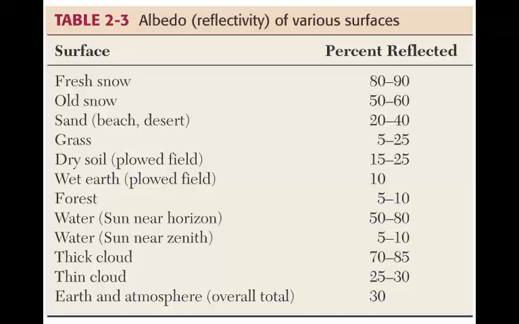You'll see other things on the list, like old snow, which has a lower reflectivity because it's dirty. And you can see other things on the list as well.